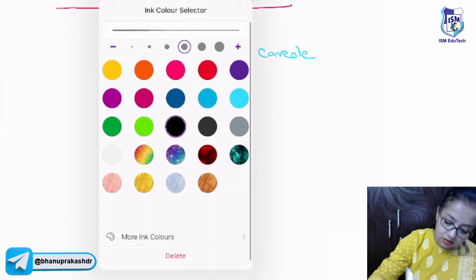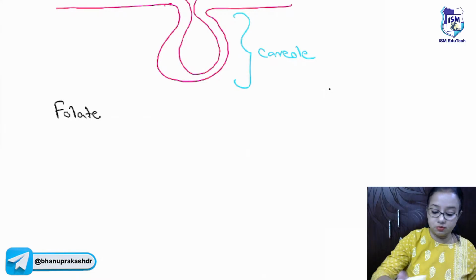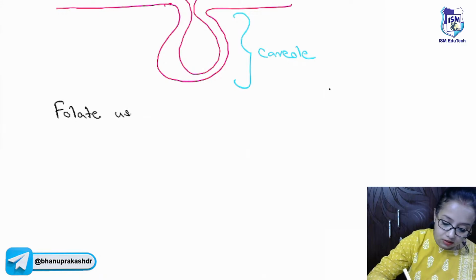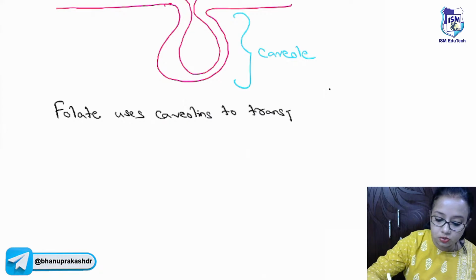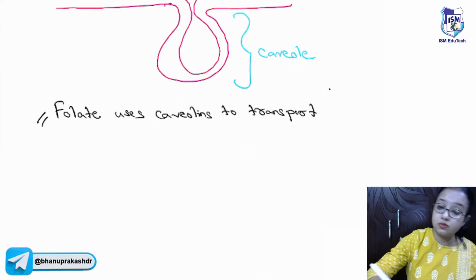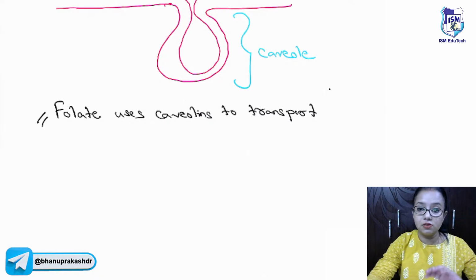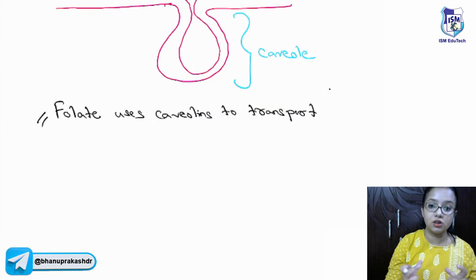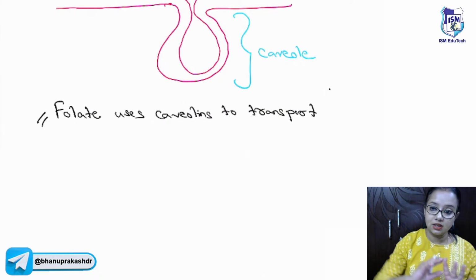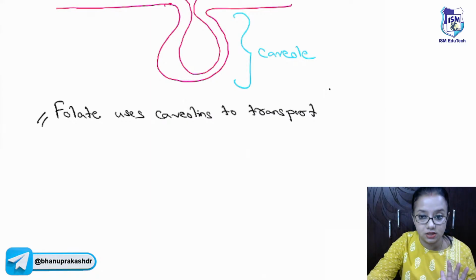Substances like folate, folic acid, use caveolin to transport. And folate is very essential for the formation and maturation of the RBC, because without folic acid, there will not be incorporation of the iron. The RBC will not be matured. It will not have the biconcave shape with the correct diameter, and it will result in an anemic condition. So folate uses this caveolin for transportation.